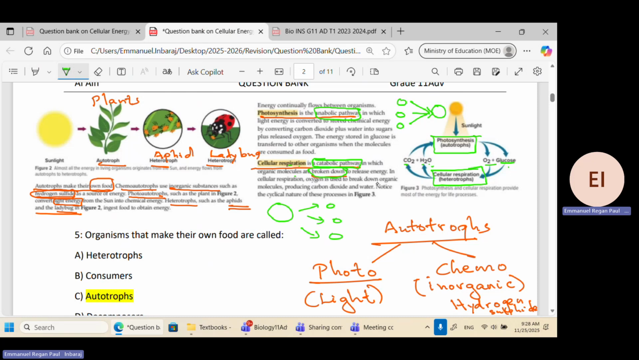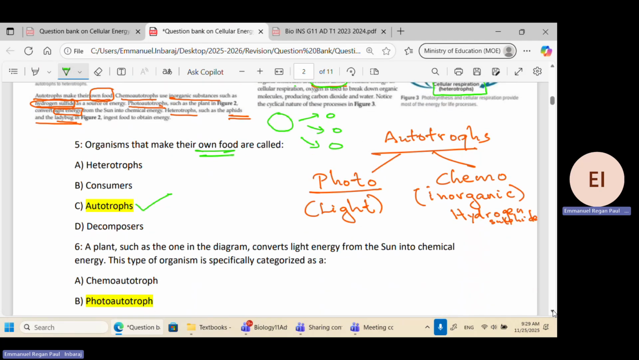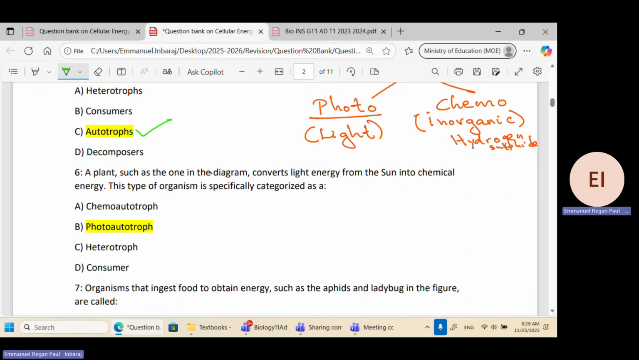Now let's look at some of the questions here. Organisms that make their own food are called autotrophs. Now let's go to the next question. A plant such as the one shown in the diagram converts light energy from the sun. What type of organism is specified here? It is not inorganic ion, it is light energy from the sun. So it is called photoautotrophs, because photoautotrophs use light as a source of energy.